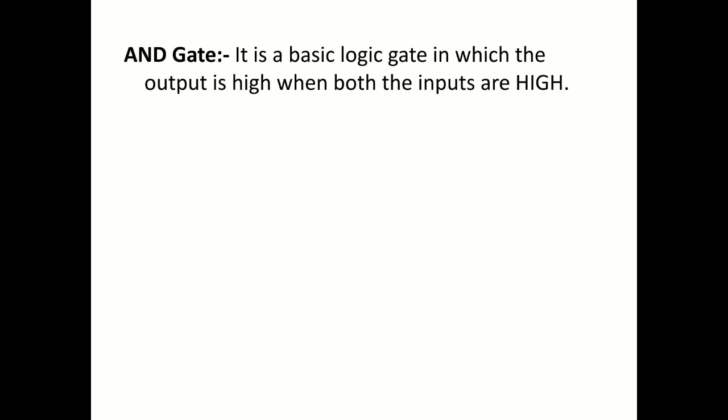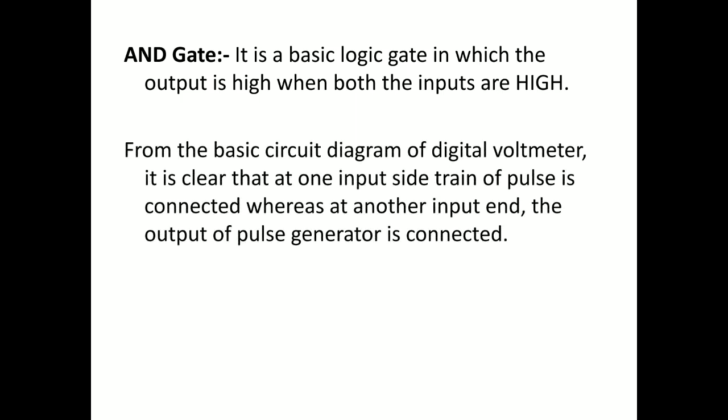We know that it is nothing but a basic logic gate whose output is high when both the inputs corresponding to it are high. That means the output is 1 when both the inputs are 1. Now from the basic circuit diagram of digital voltmeter, it is very clear that the inputs to the AND gate are of two different types. One input is from train pulses and the second input is provided as an output of the pulse generator.